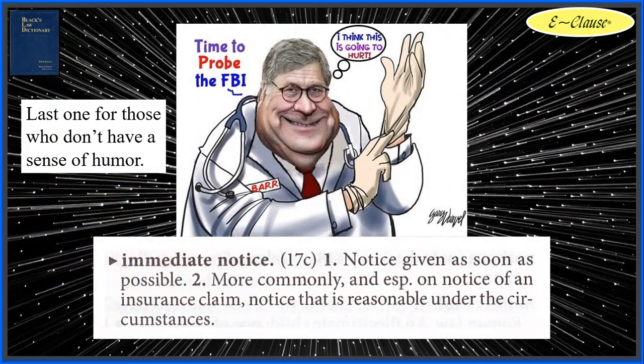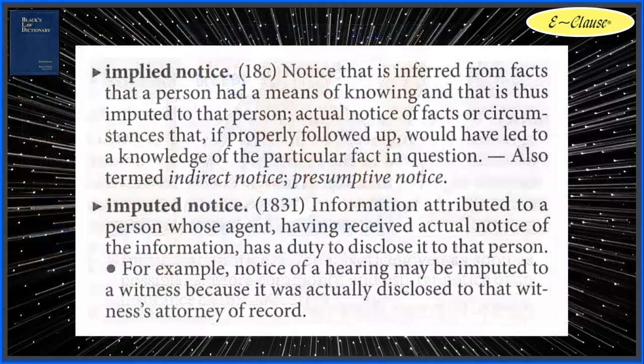So, immediate notice. This is notice given as soon as possible, more commonly, and especially on notice of an insurance claim, notice that is reasonable under the circumstances. Don't touch us there, period. You ain't going to like the end result. Implied notices, imputed notice.